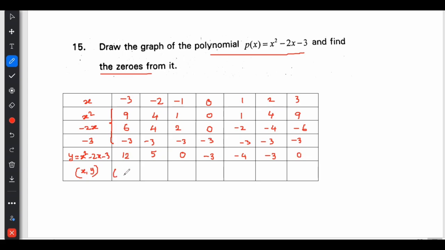Now we can take these in the form of ordered pairs. That will be x and y. Minus 3 and 12. Minus 2 and 5. Minus 1 and 0. 0 and minus 3. 1 and minus 4. 2 and minus 3. Then 3 and 0. Now we can plot these points in the graph.